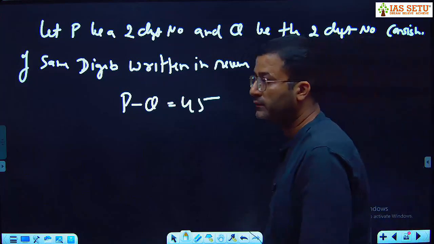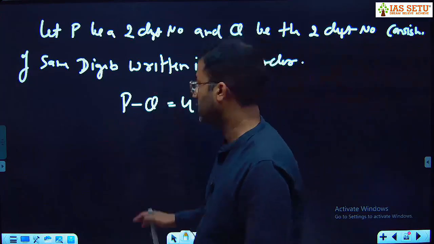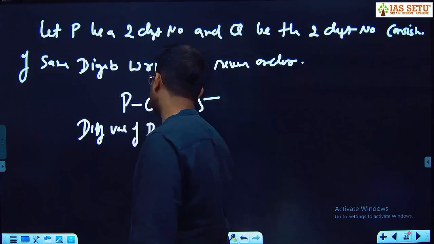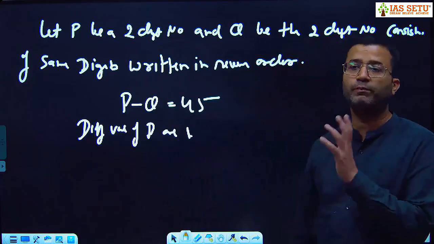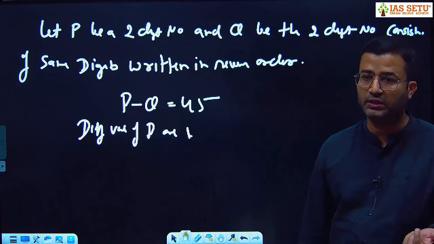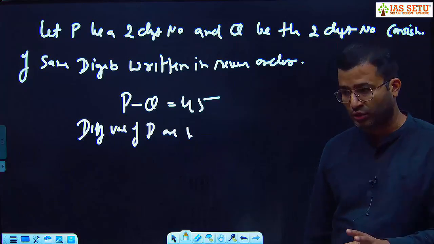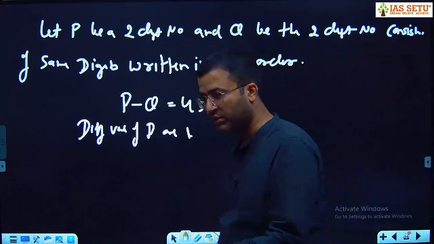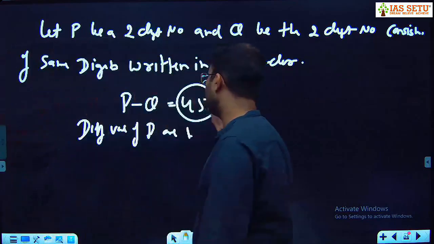Okay. How many different values of P are possible? We have to find the different values of P. P minus Q is equal to 45, which means P must be greater than Q. P and Q both are two-digit numbers. So what do we have to do? Is this question clear? We take a two-digit number, reverse the order, subtract from the original number, and the difference is coming 45.